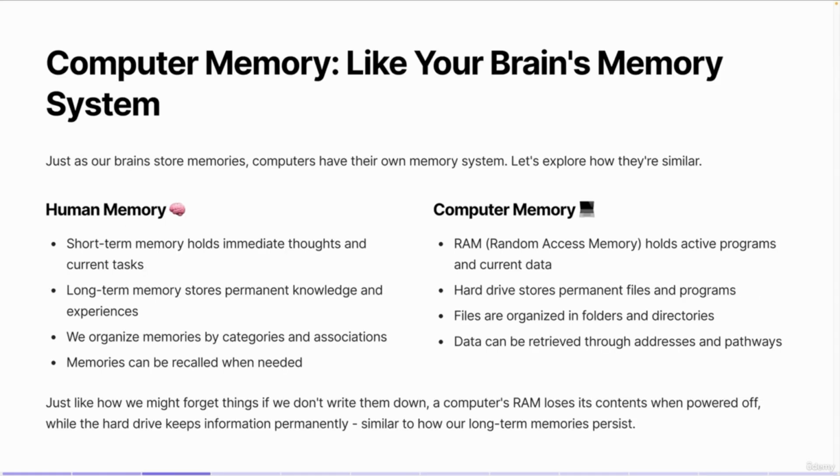Whenever we define a variable in programming, it's stored in the computer memory. You can think of the computer memory just like your human brain memory, so they are quite similar in different aspects. In the human memory, you have a short-term memory where you hold immediate thoughts and current tasks. It's not stuff you keep for a long time. In a computer memory, that short-term storage is in the RAM. It's called random access memory. So that's just where you hold data that the computer is currently using right now to execute its current tasks.